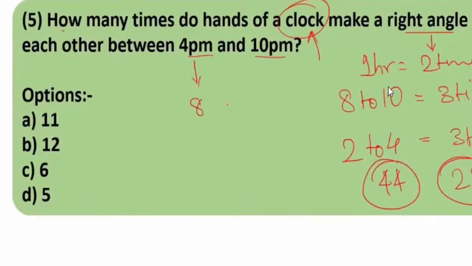Remember, now 4 to 8 p.m. what you will have? 4 hours, so 8 times right angle. Then 8 to 10 p.m. we have already seen 3 times. 8 plus 3 is 11.